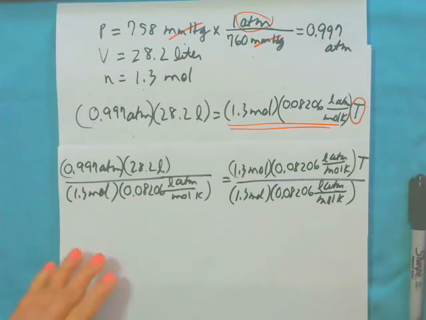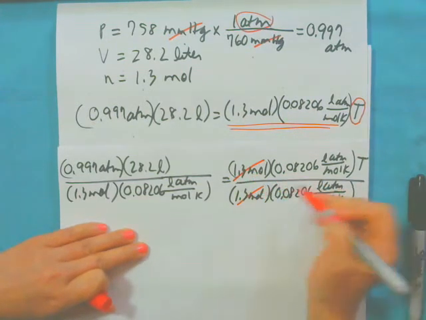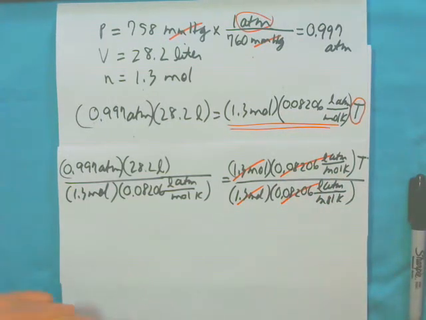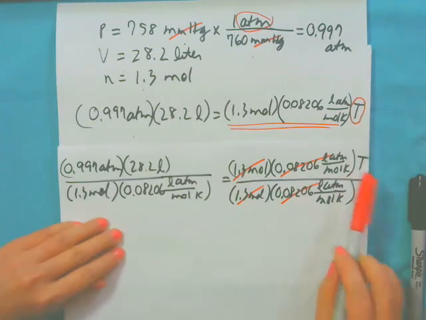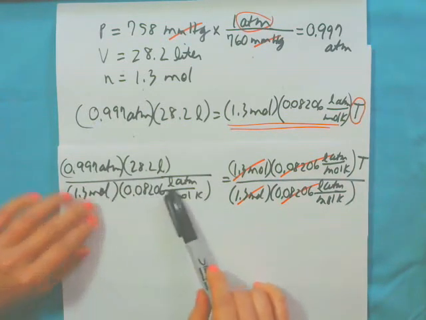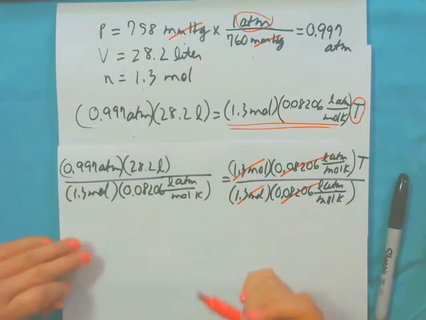Now, let's go ahead and get rid of everything that looks the same on the top and the bottom. So there goes my 1.3 moles, and there goes my 0.08206 liters. So now this side only has T left over, and then this side only has just these numbers there. Now let's take a look at the units here.